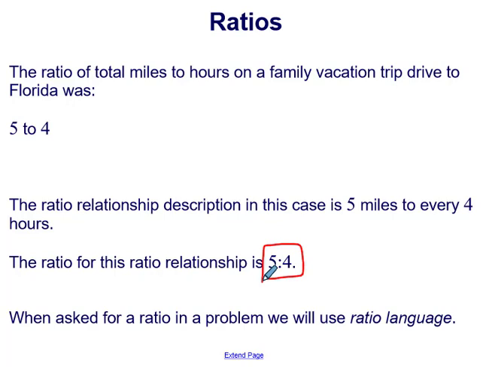So when asked for a ratio in a problem, we're going to use this ratio language. We're going to use 5 to 4 with the colon. We can have 5 to 4 with the word. We could have even had 5 over 4. So that's what we are going to want when we say what is the ratio. We want the ratio language, not the description of what the actual numbers are representing.